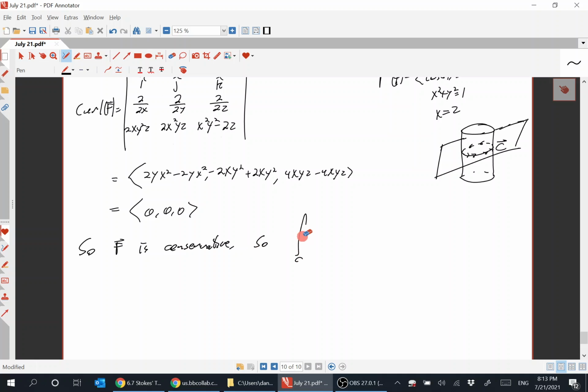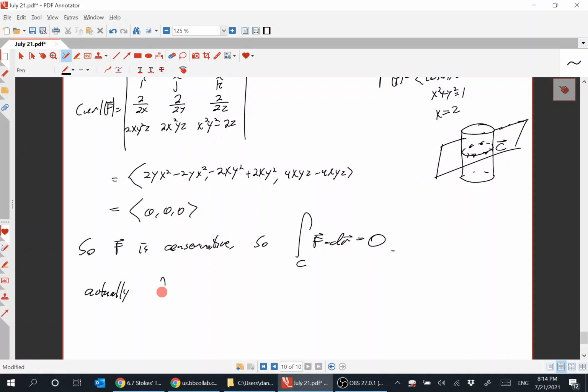So the line integral over C of f dot dr is 0. Right? It's conservative, so you can find a potential function. The function has that as the gradient. So what is it, x squared y squared z, I think, right? x squared y squared z minus z squared or something.